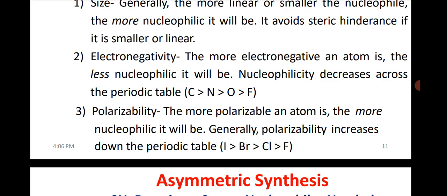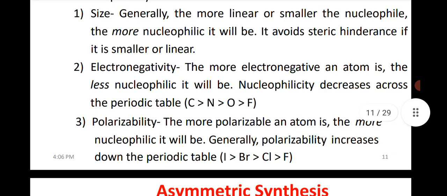The second point is electronegativity. Its definition is the ability of an atom to attract the shared pair of electrons towards itself. Now we read the statement: the more electronegative an atom is, the less nucleophilic it will be. It means there is an inverse relation. Nucleophilicity decreases across the periodic table.